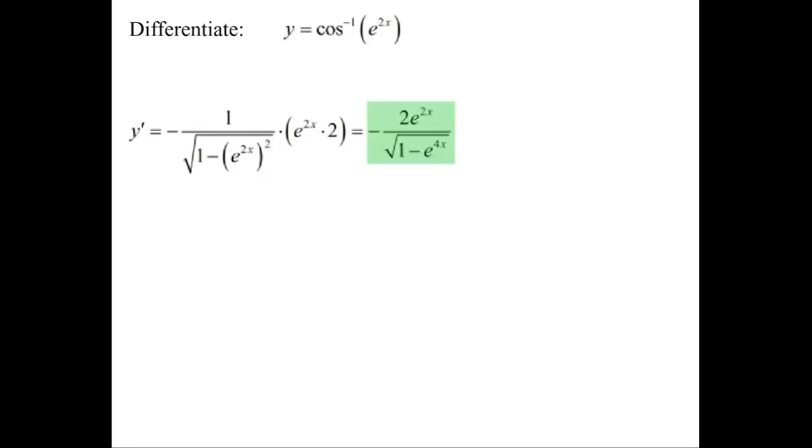All right, let's try the next one. Differentiate the expression cosine inverse of e raised to the power of 2x. Once again, this is a perfect candidate for the application of the chain rule. The outer function is cosine inverse, and the inner function is e raised to the power of 2x. Applying the chain rule, we have that the derivative is going to be equal to negative of 1 over the square root of 1 minus (e to the power of 2x) raised to the power of 2, times e to the 2x times 2. Simplifying the expression, we have that the final derivative is equal to negative of 2 times e raised to the power of 2x over the square root of 1 minus e raised to the power of 4x. All right, let's try the next one.